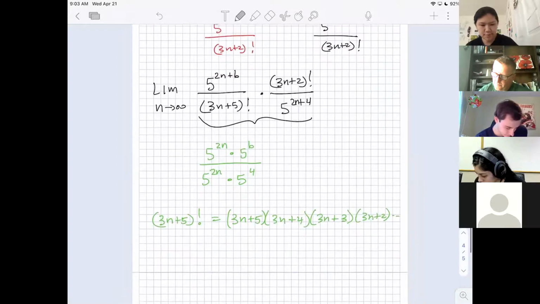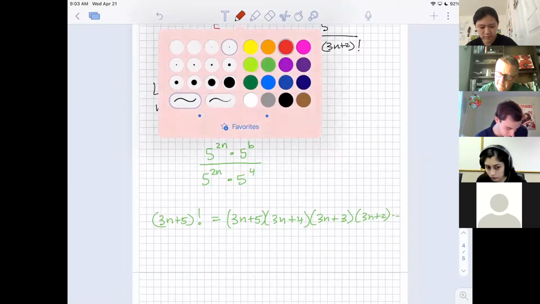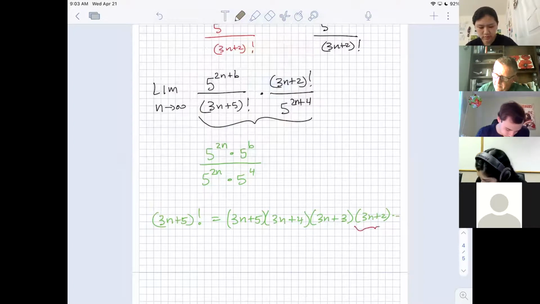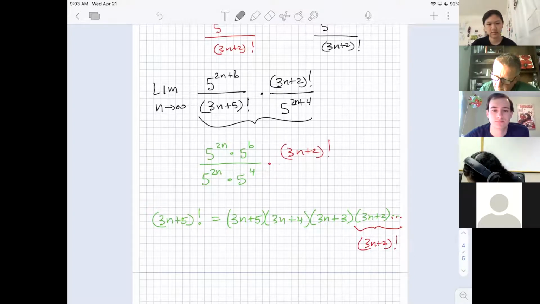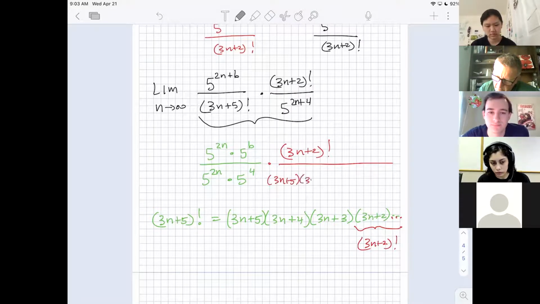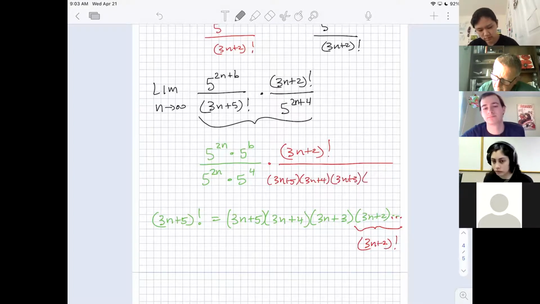So if that's true, do you agree that what is left here, notice the dot, dot, dot forever is included. Isn't that just 3n plus 2 factorial? So then if that's the case, we really have 3n plus 2 factorial on the top. And we have 3n plus 5, 3n plus 4, 3n plus 3, 3n plus 2, and so on and so forth.